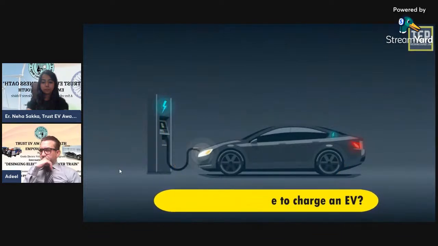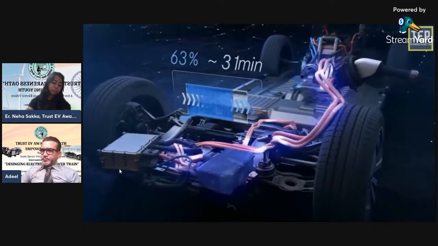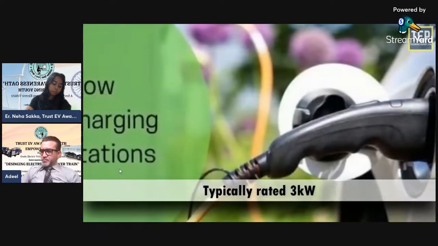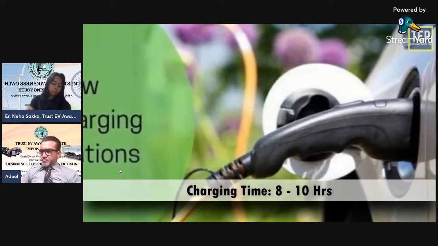There are 3 electric vehicle charging speeds. Slow charging. It is typically rated up to 3 kilowatts, often used to charge overnight or at the workplace. Charging time takes up to 8 to 10 hours.